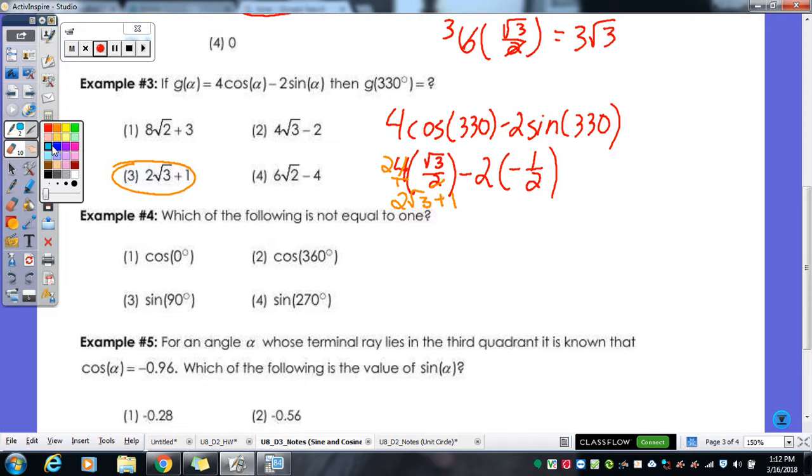All right, example 4, which of the following is not equal to 1? So cosine of 0. Look on your unit circle. Cosine of 0 is 1. Cosine of 360. Sine of 90 is 1. Sine is the y coordinate. So it's gotta be 4. Sine of 270 is -1. There it is. That's the one that's not equal to 1.